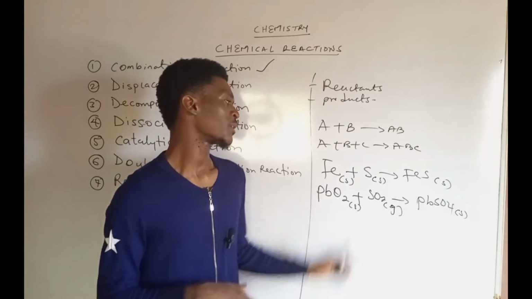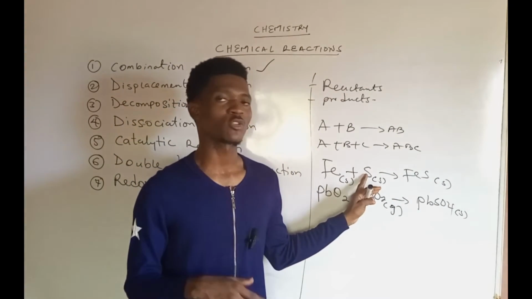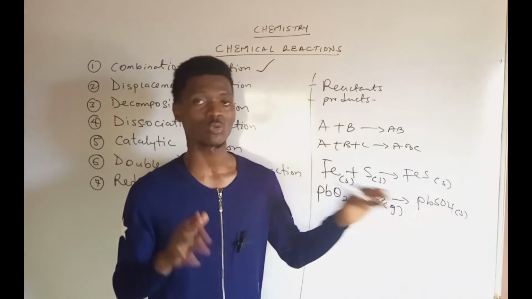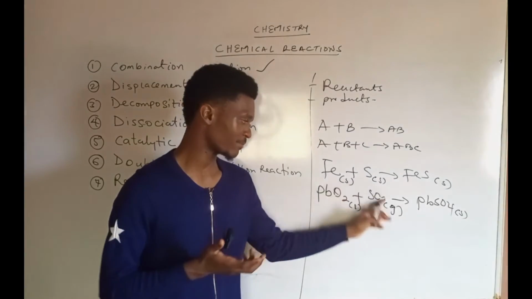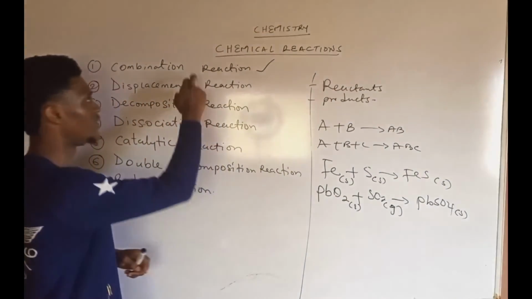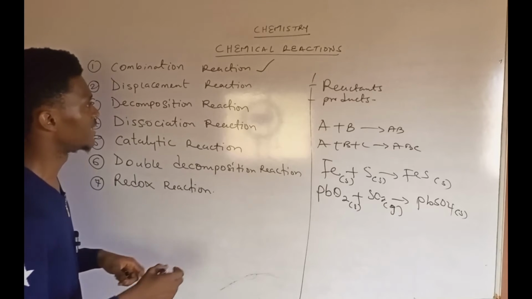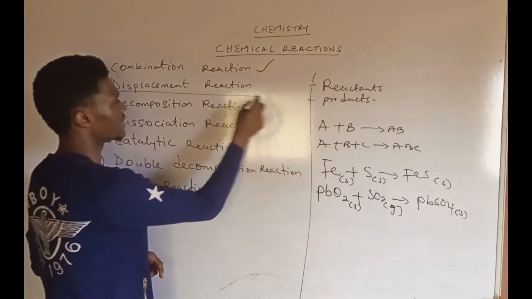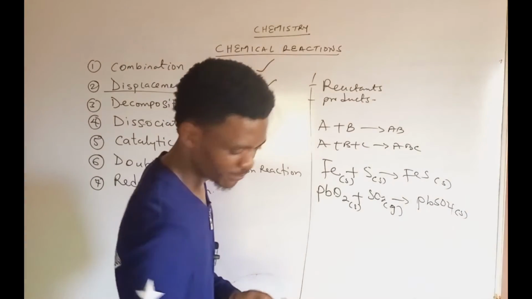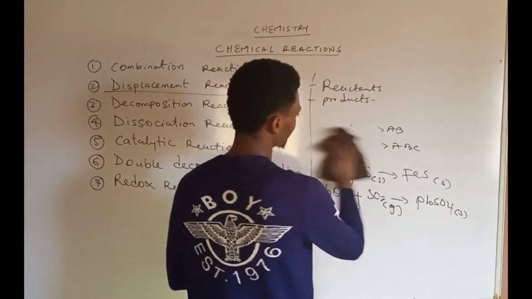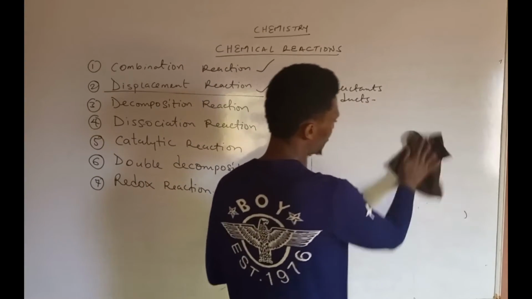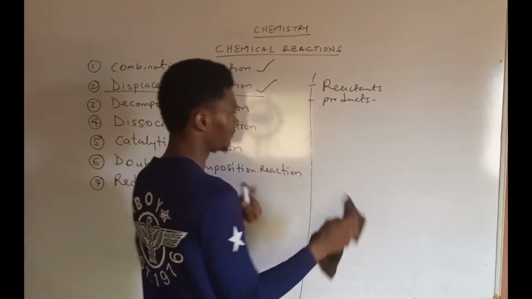So it means that when you have element-element combination to form a single substance, or you have compound-compound combination to form a single substance, so long as you have more than one reactant to form a single substance, then it falls under combination reaction. Then the next is displacement. Now, displacement reaction is a kind of reaction that involves an element and a compound, usually. Okay?